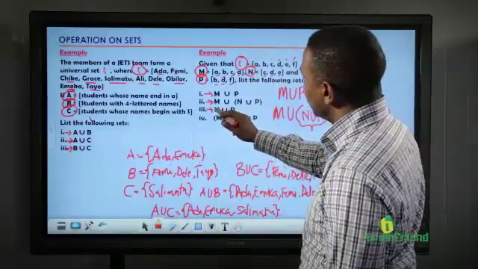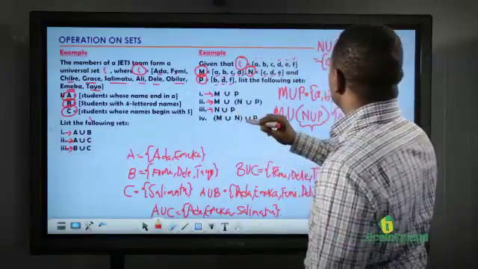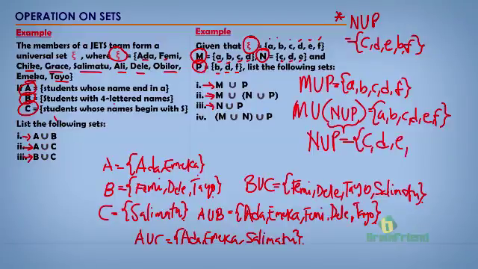Next, let's find the union between N and P. Of course, if we remember, we've already done that here. We have the union between N and P as the elements C, D, E, B, and F. So N union P is the set that has elements C, D, E, B, and F.